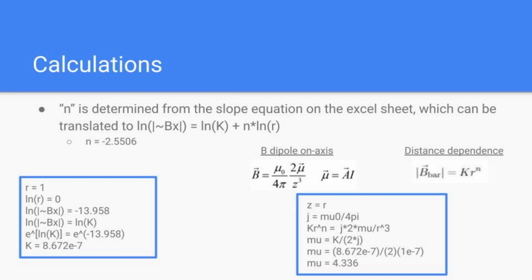We then evaluate the value of k by setting r equal to 1 so that we are only left with ln of Bx and ln of k. Using the fact that the ln of Bx is equal to negative 13.958, we can take e to the negative 13.958 to find the value of k. Now we use the equation of B, dipole on axis, and set it equal to the distance dependence formula to solve for the magnitude of the magnetic moment mu, which comes out to be 4.336.